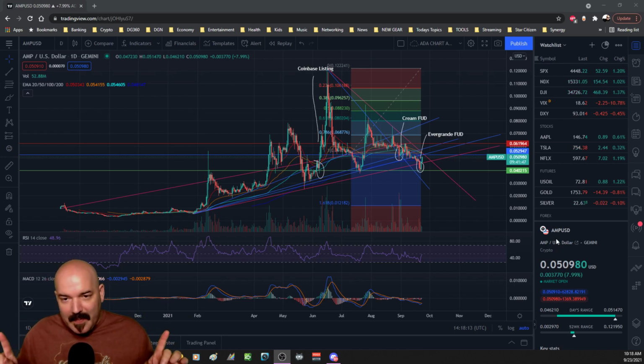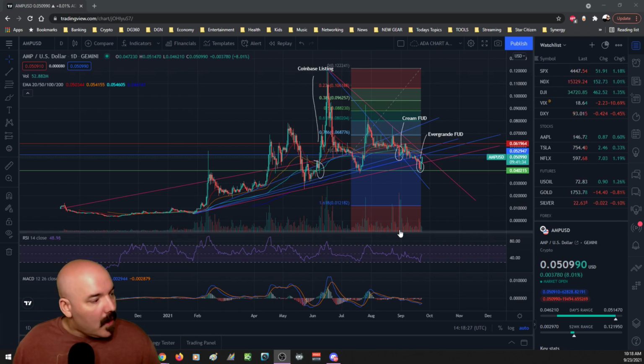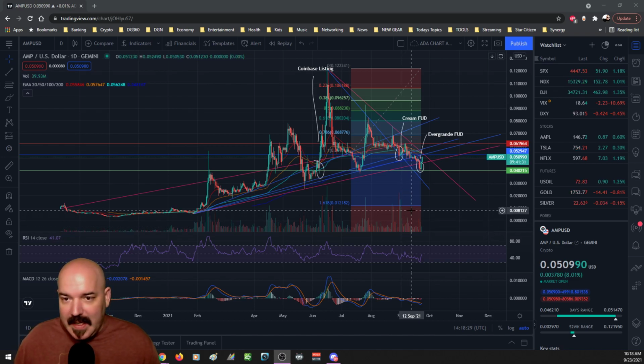So AMP is looking like a nice setup for me right now. I'm currently in, just to give you that transparency, I am in AMP. I'm seeing a nice setup here, and I'm going to explain three really important trend lines that I see.